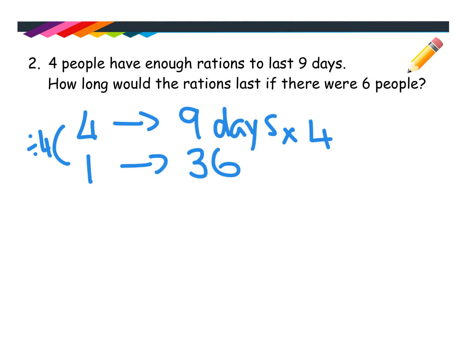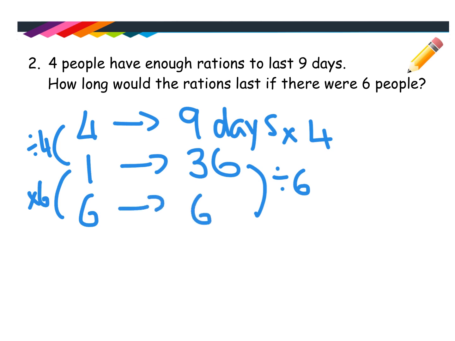And then we need to work out how long it would last if there's 6 people. So now we are multiplying the number of people by 6. So that means 6 people are sharing out that food, and sharing in maths means we divide. Times 6 on the left, divide by 6 on the right. And 36 divided by 6 is 6. So the food for 6 people will last 6 days.